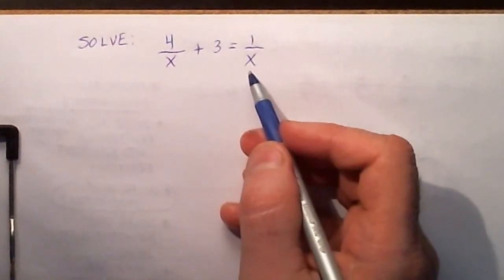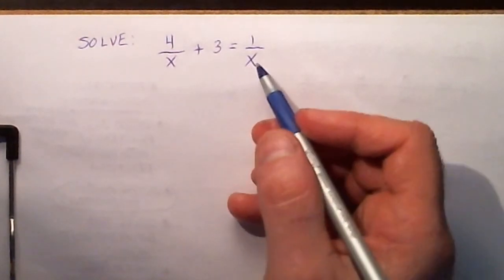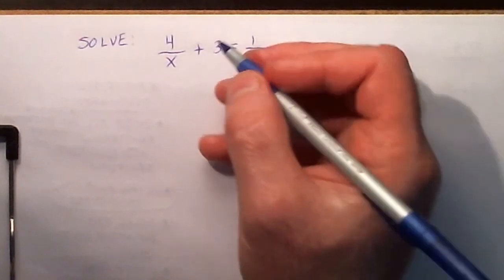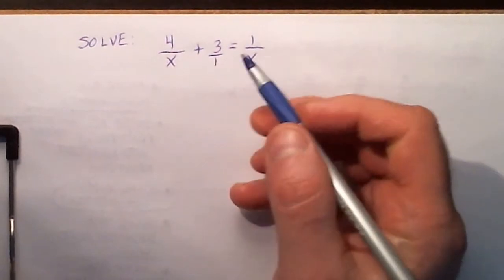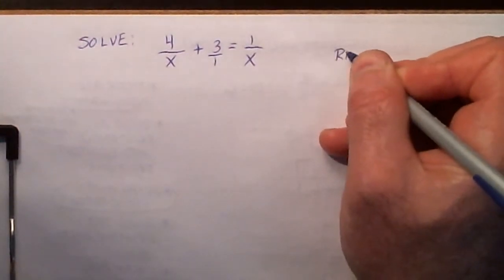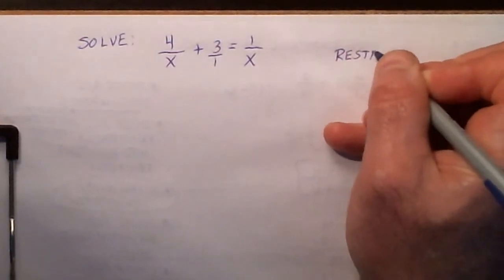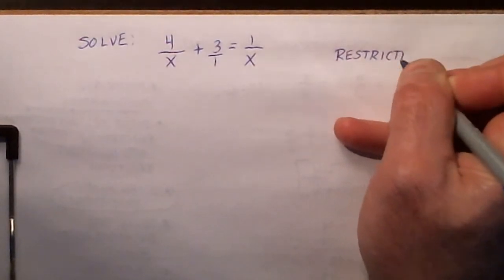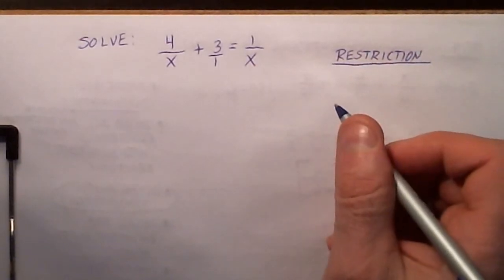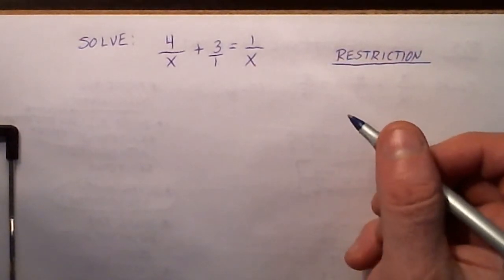Here we have a rational equation, and notice this 3 could easily be placed over 1, no harm done. Notice all our denominators are factored. Ladies and gentlemen, since we do have a variable appearing in at least one of our denominators, we need to think about any restrictions that have to be imposed on this equation so that it remains defined.